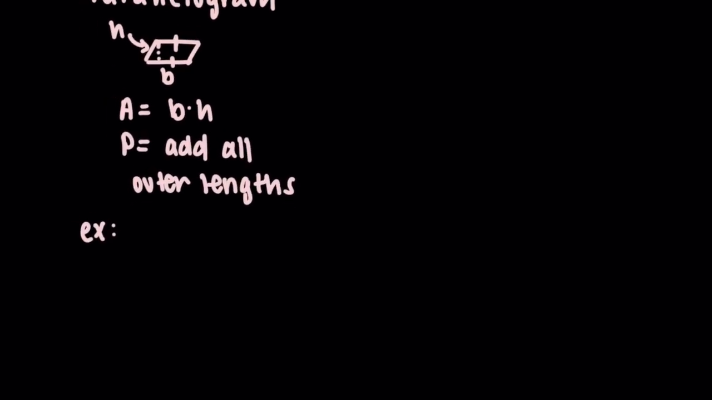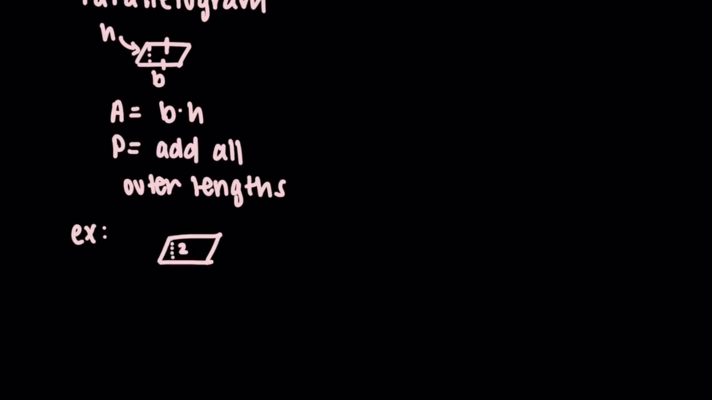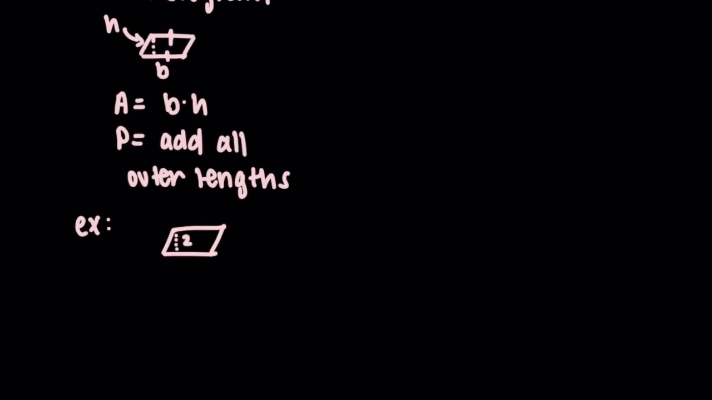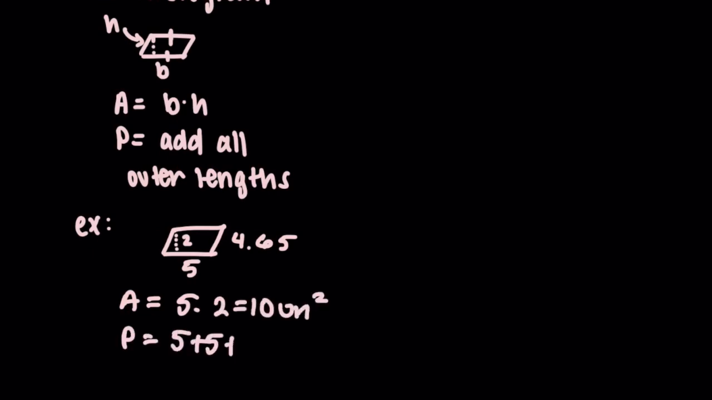Let's talk about parallelograms now. Parallelograms are essentially tilted rectangles. To find the area, you do base times height, where your height is perpendicular to your base. To find your perimeter, you add all of your outer lengths. For example, if your base is 5 and your height is 2, and the two sides which are tilted are 4.65, then your area is 5 times 2, which is 10 units squared, and your perimeter is 5 plus 5 plus 4.65 plus 4.65, giving you a total perimeter of 19.3 units.